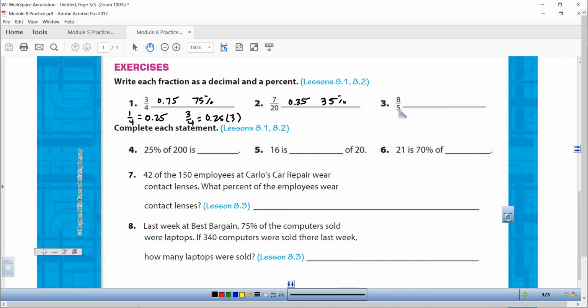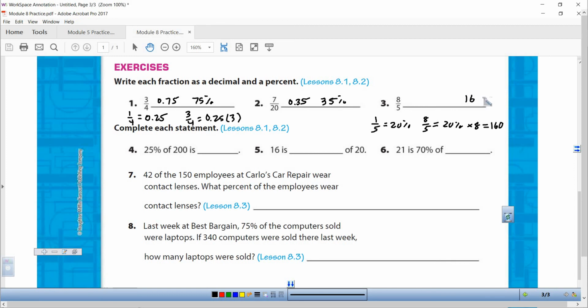All right. 8/5. I hope you notice real quickly that the number on the top is bigger than the number on the bottom. So this is going to be greater than 100%. We have several ways we can do this. Again, 1/5 we said was 20%, right? So 8/5 is going to be 20% times 8, and 20 times 8 is going to be 160.